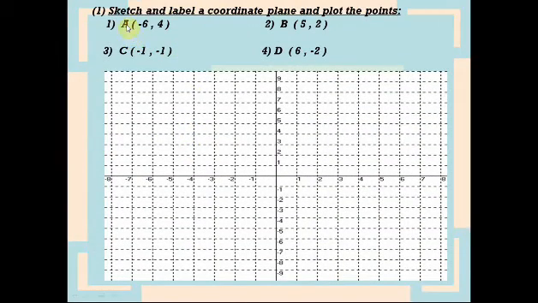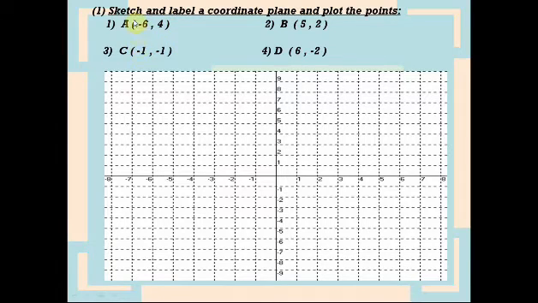Now we have these four points: point A (-6, 4), point B (5, 2), point C (-1, -1), point D (6, -2). Here is the coordinate plane: the x-axis is horizontal and the y-axis is vertical. To the right we have the positive numbers, to the left we have the negative numbers. Up on the vertical number line we have the positive numbers, and down we have the negative numbers. In the ordered pair, the first number represents the x-axis and the second number represents the y-axis.